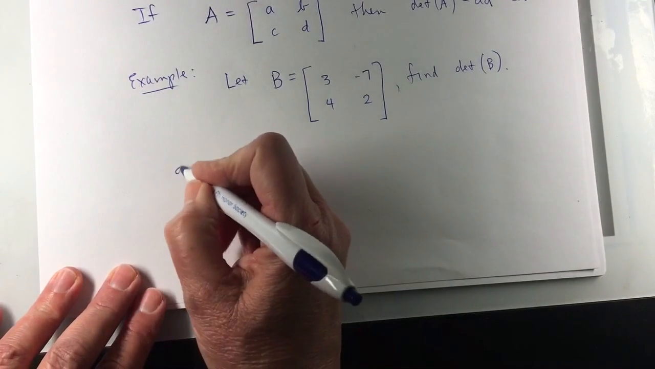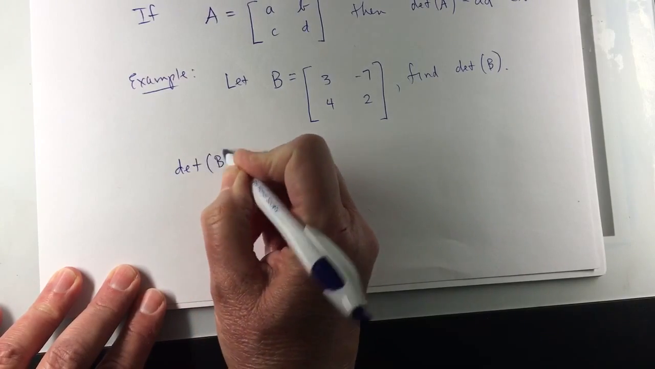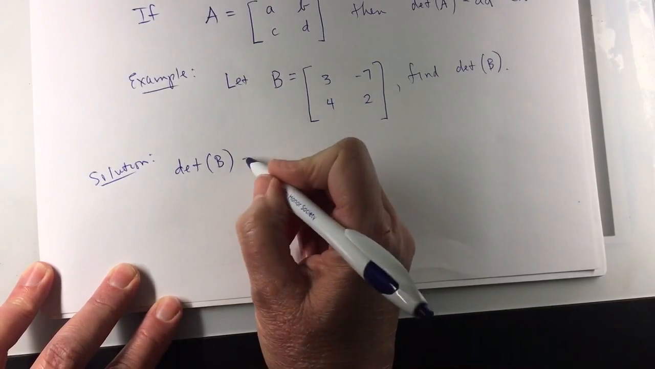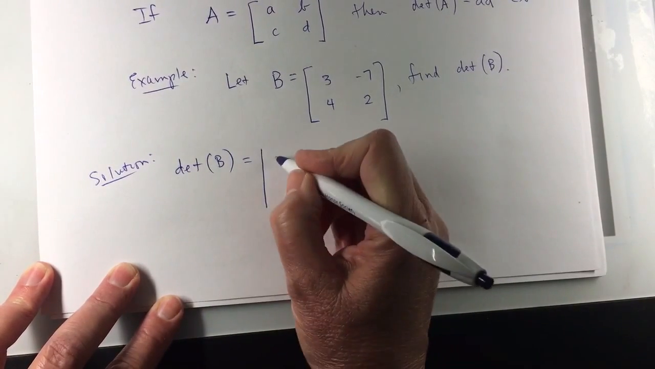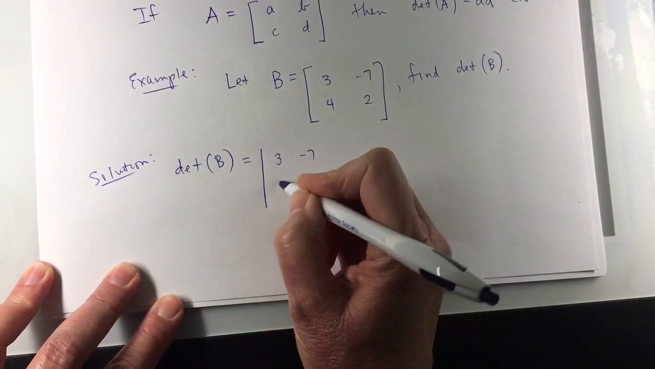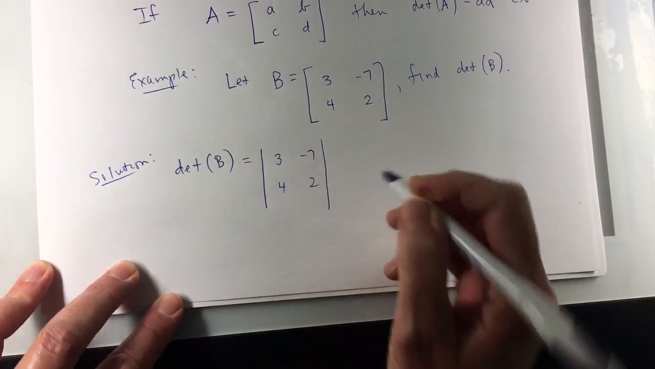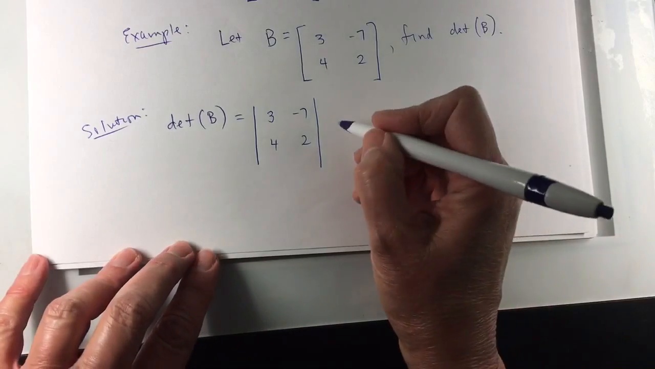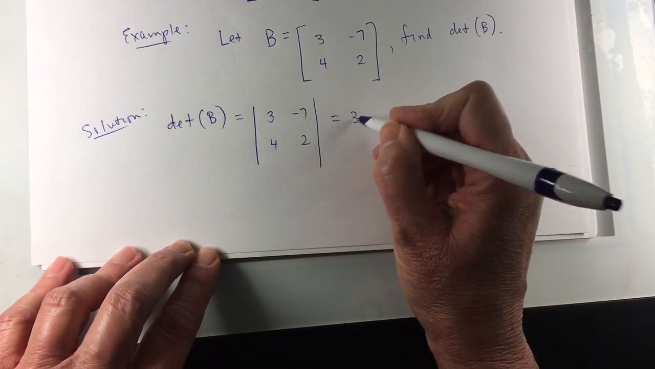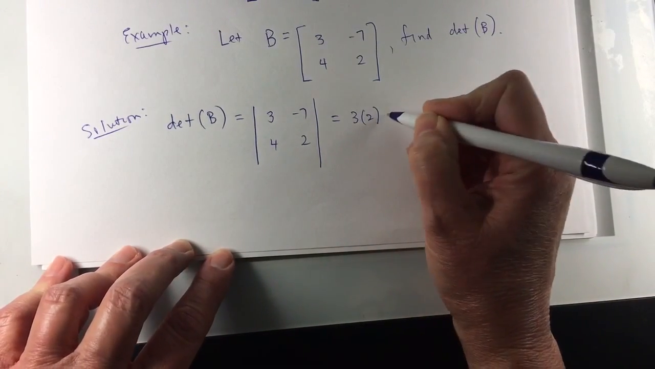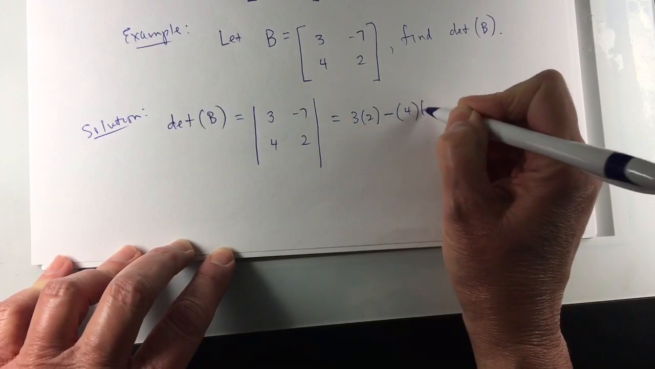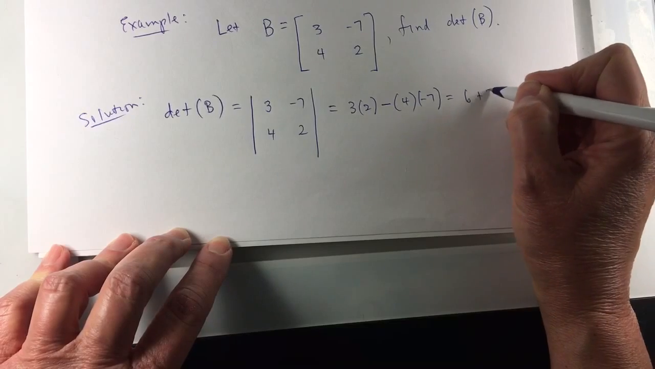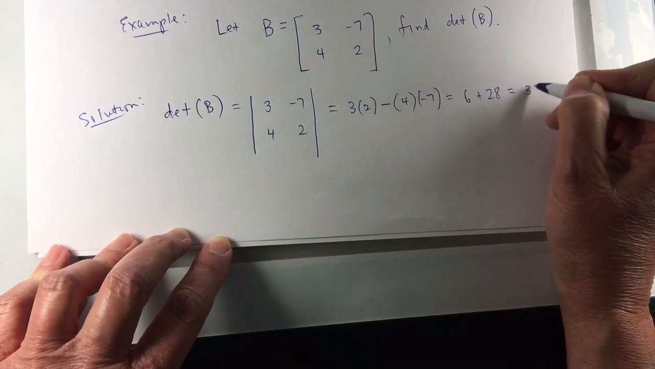And I did say this yesterday. Let me write the solution out here. For a determinant, we can rewrite the matrix, but use straight lines. And for this determinant, I would do 3 times 2 minus 4 times -7. So that's 6 plus 28, and I get 34.